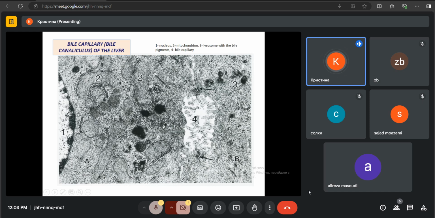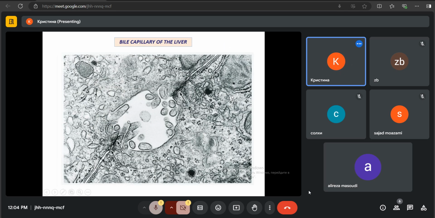So near this biliary pool, it means the cytoplasm, which is the most closely located to the bile capillary, we will have those organelles which serve for production of bile, because bile will be released into these bile capillaries. The bile contains the biliary pigments, so here we have the lysosomes which process these biliary pigments. Also here we should have a lot of smooth endoplasmic reticulum, which is seen better on this picture.